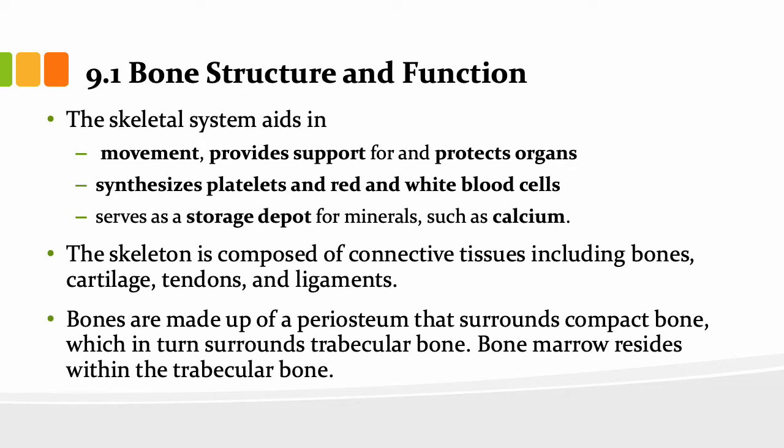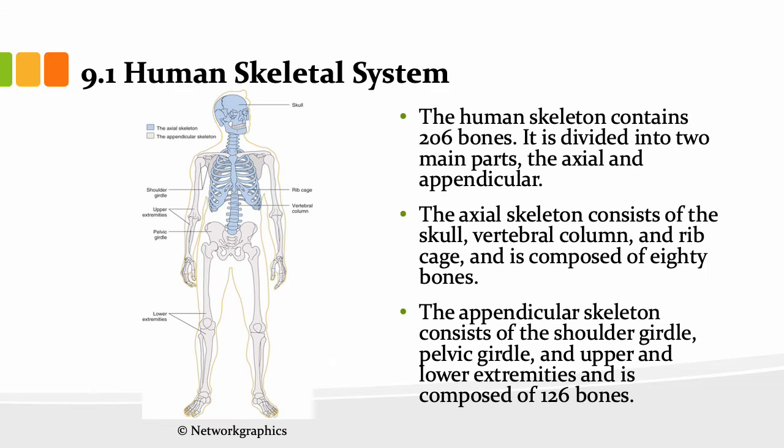Bones are made up of a periosteum that surrounds compact bone, which in turn surrounds trabecular bone. Bone marrow, the innermost part of the bone, resides within the trabecular bone. The human skeleton contains 206 bones. It is divided into two main parts, the axial and the appendicular skeletons.